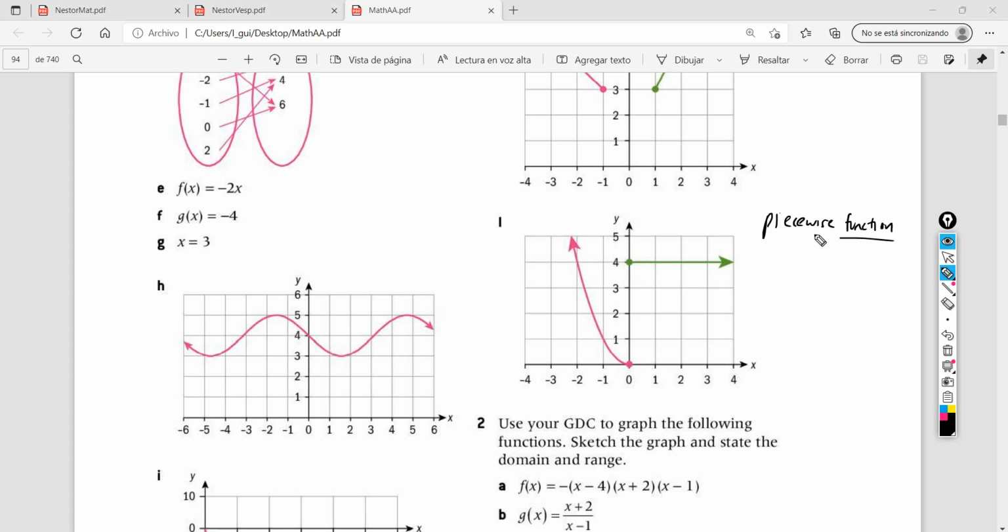Is it a function though? I'm already calling it a function, but is it a function? Yes. Run the vertical line test, and you will notice that it always cuts the graph at most at one point. Therefore, this is in fact a function.